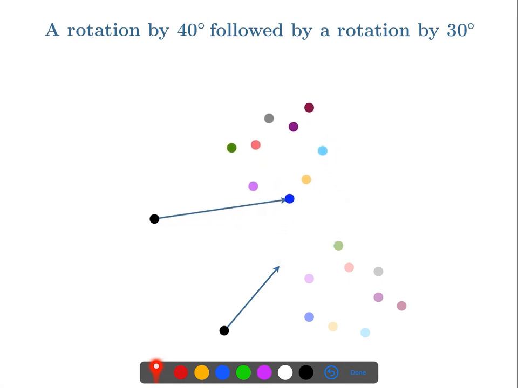Okay, so the points started out down here. We rotated them 40 degrees around this point, and then followed that with a rotation about this point by 30 degrees. And we apparently ended up here. Now what the theorem is saying is that instead of doing that double rotation, I can do just one rotation by 70 degrees, and it's at some point.